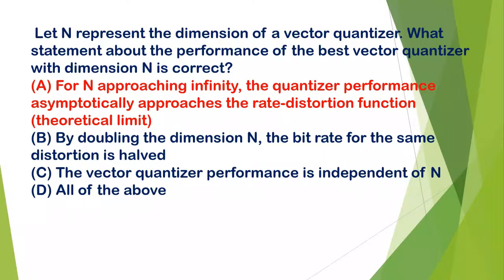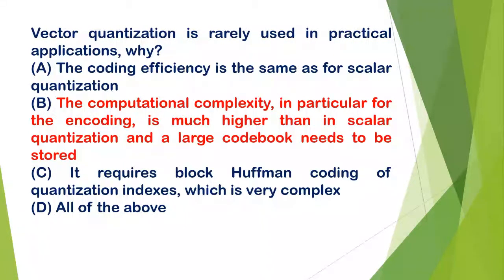D, all of the above, and the correct option is A. Vector quantization is rarely used in practical applications. Why? A. The coding efficiency is the same as for scalar quantization.